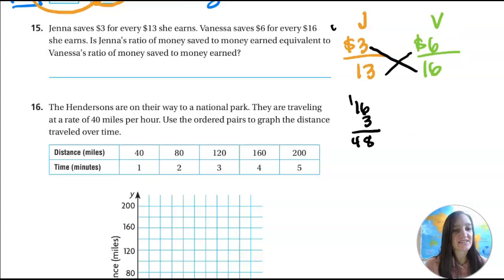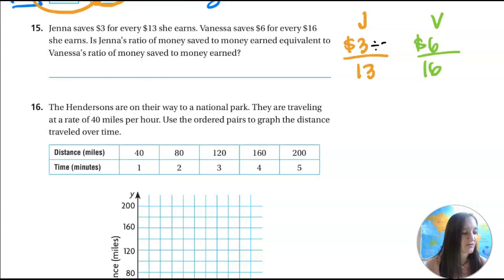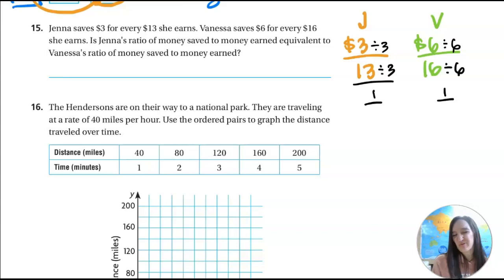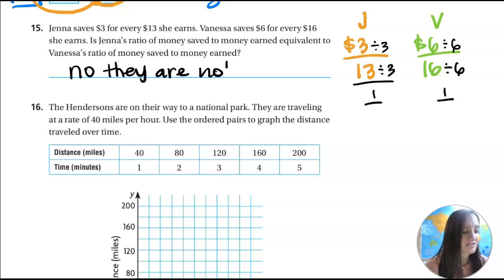And then the final way I taught you was to simplify both of them to a unit rate. And that would show you as well. So if you wanted to, this is kind of yucky though, because 13, like if you did this, you could get 1 to something and 1 to something, but it won't be equivalent either. So you are going to say, no, they are not equivalent.